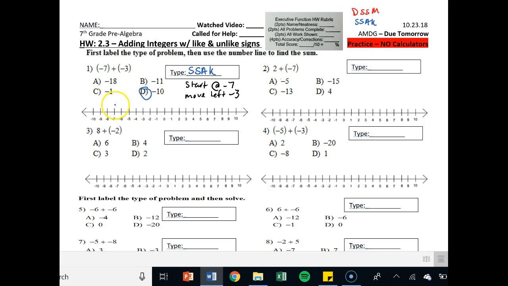So start at -7 right here. Move left 3 times: 1, 2, 3. And look what we end up on: -10, just like our answer said.